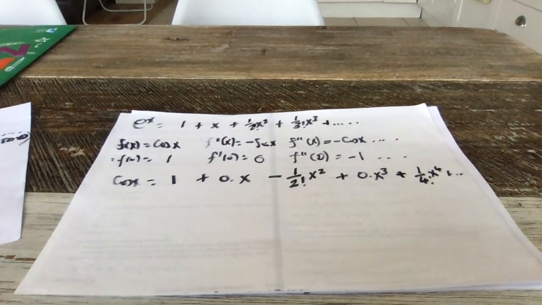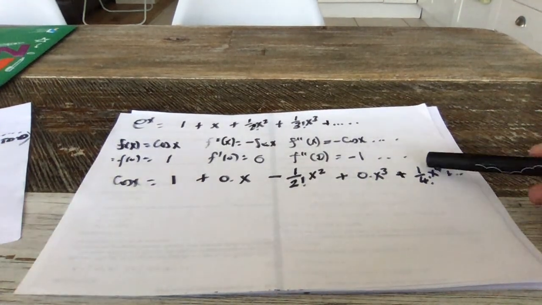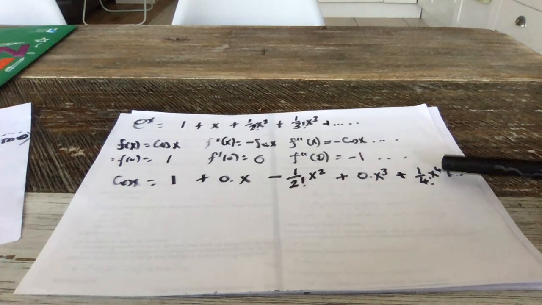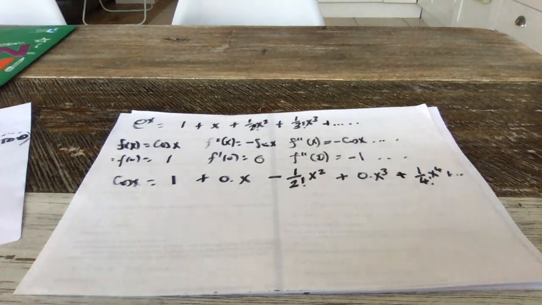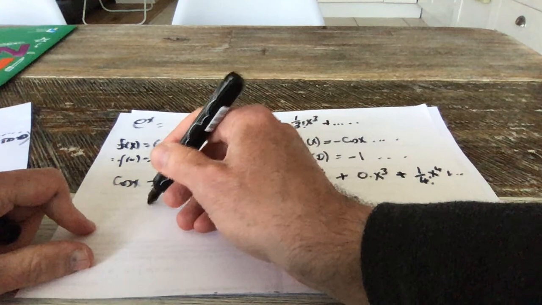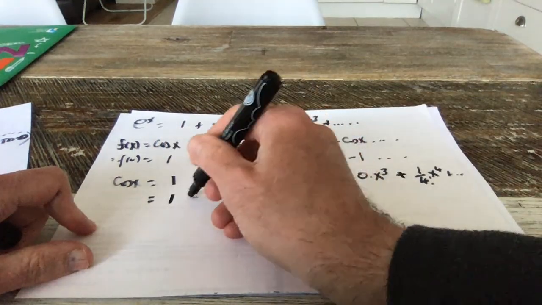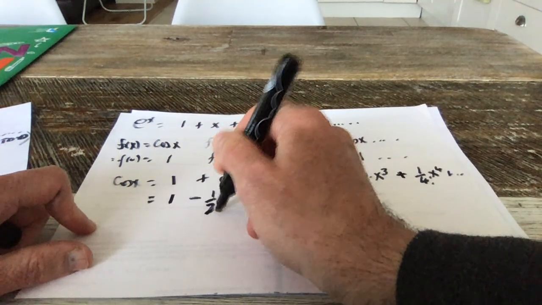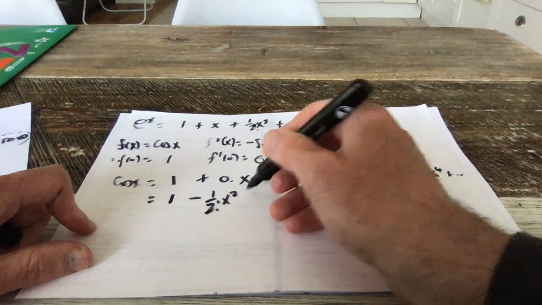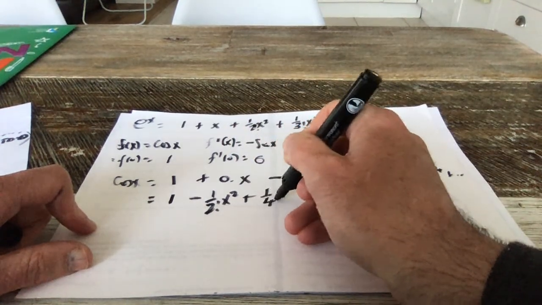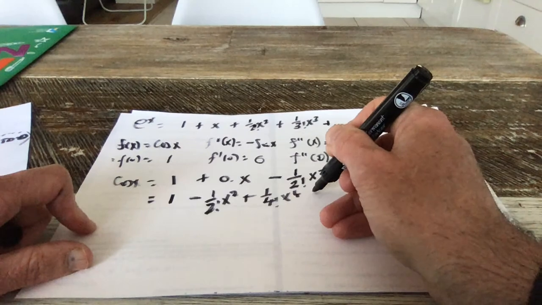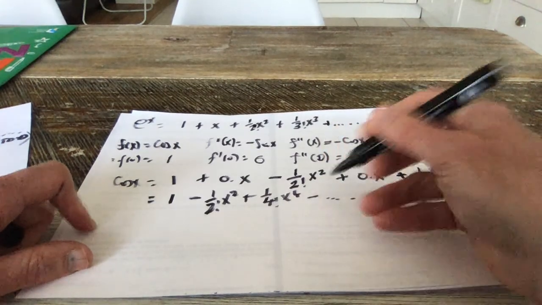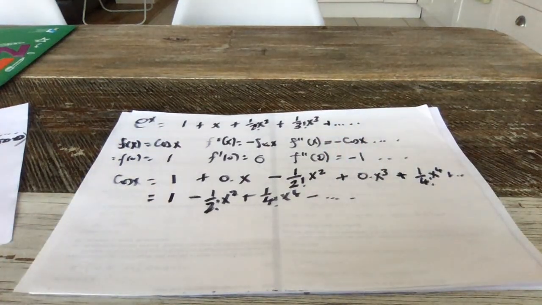So you see the general formula. The next term is going to be minus 1 over 6 factorial x to the power 6, and then it's 1 over 8 factorial, etc. So you see what the pattern is. If I tidy that up, I'm going to get 1 minus 1 over 2 factorial x squared plus 1 over 4 factorial x to the power 4 minus dot dot dot, because the next term is going to be minus. So you can see the pattern: there are only even powers of x, and there's an alternating plus and minus.